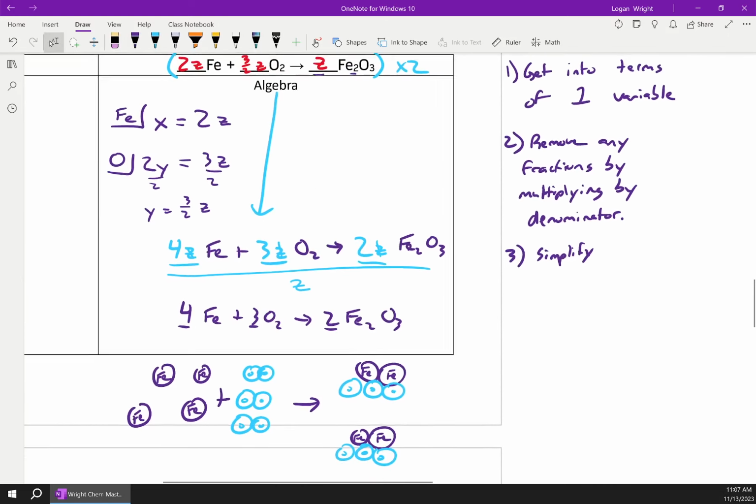That's the algebra method. Again, it can be tedious for the simpler problems where you'd rather just use a t-chart or even do it in your head. But for some of the most difficult problems, you'll end up maybe even needing this algebra technique.